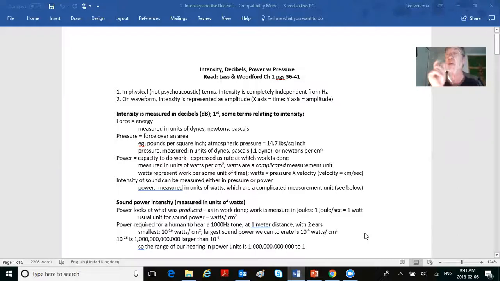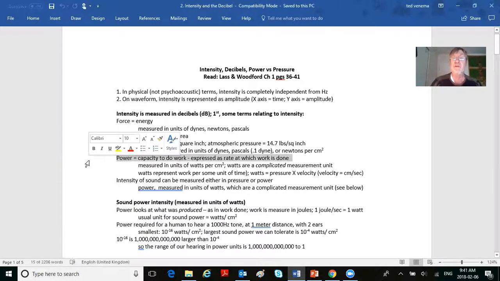Dynes per square centimeter. And remember, a centimeter is about as big as your fingernail. Okay, so per square centimeter. So since pressure is force over an area, pressure in sound is called dynes per centimeter squared. Force over an area. Good. Now look at the next word where it says power here. Okay, now some people measure sound in terms of its power, not its pressure, its power.